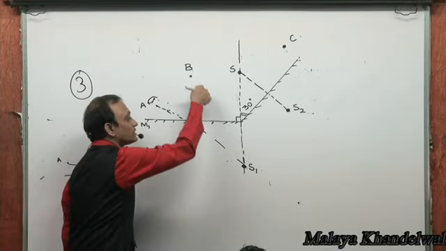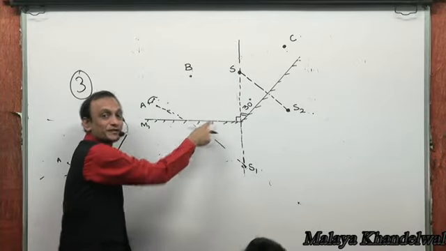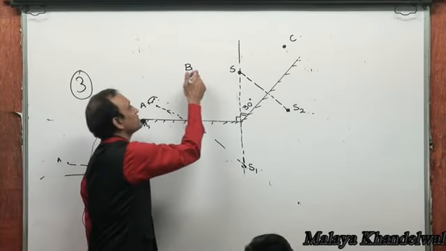Similarly, you see, there is a line of action joining B and S1 passing through, intersecting this mirror. Yes or no? There is a line, see?